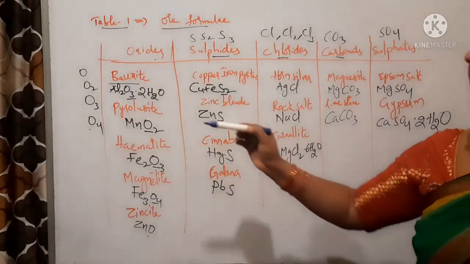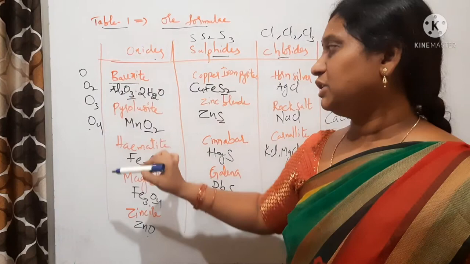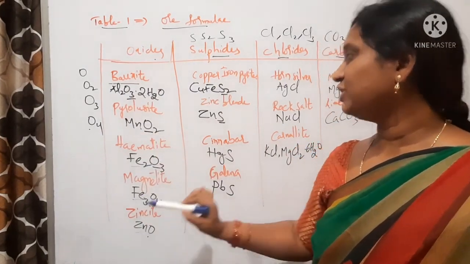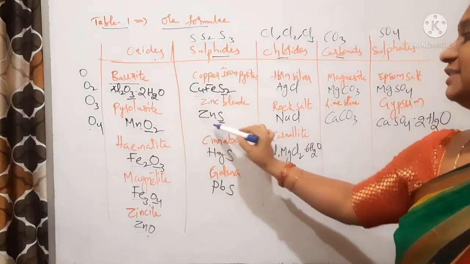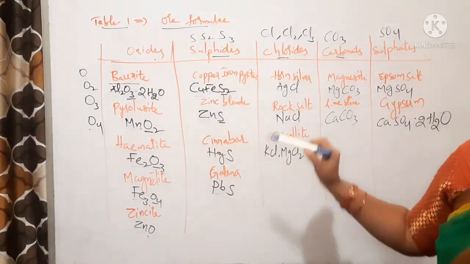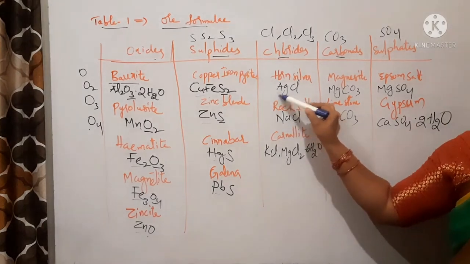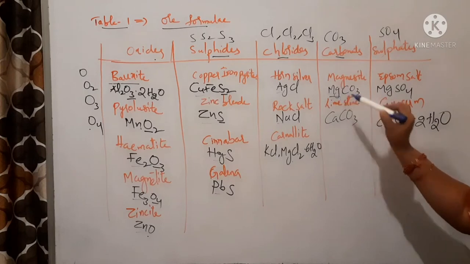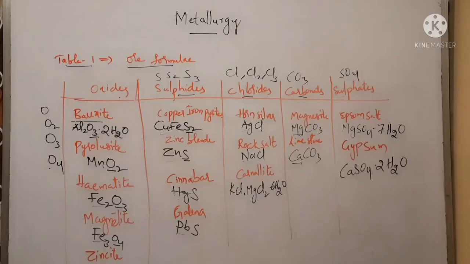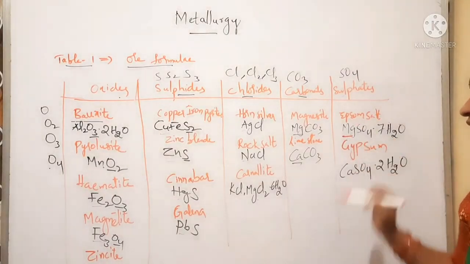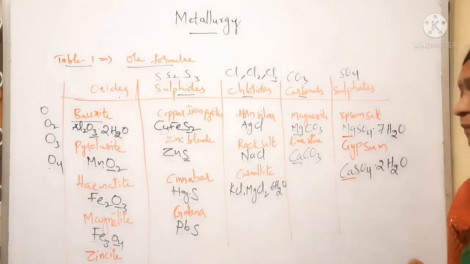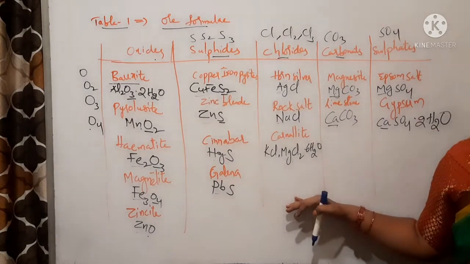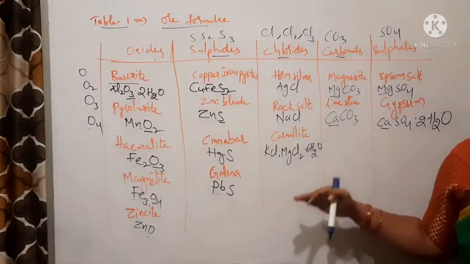And the metal present in these ores is aluminium. The metal present in these ores is manganese. Here iron, and here zinc. And here copper, here zinc, here mercury, here lead. And the metal present here is silver, sodium, potassium and magnesium. Here it is magnesium, here it is calcium. The metal present in Epsom salt is magnesium. The metal present in gypsum is calcium. This is how you have to classify the ores into oxides, sulfides, chlorides, carbonates and sulfates.